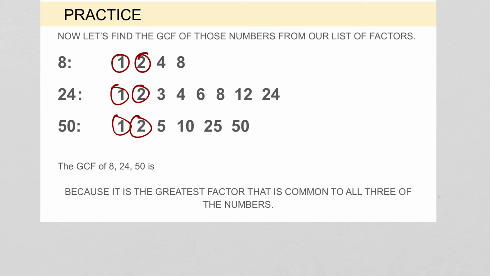So the greatest common factor, well, which is bigger, 1 or 2? The greatest common factor of 8, 24, and 50 is 2, because the greatest factor that is common for all 3 of the numbers is 2.